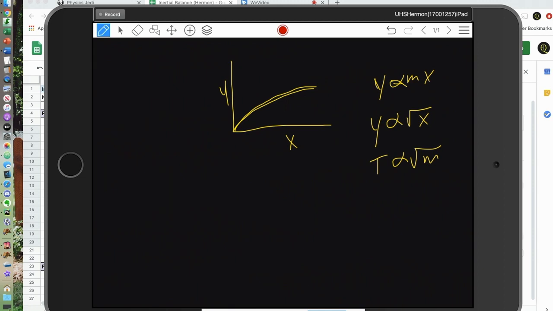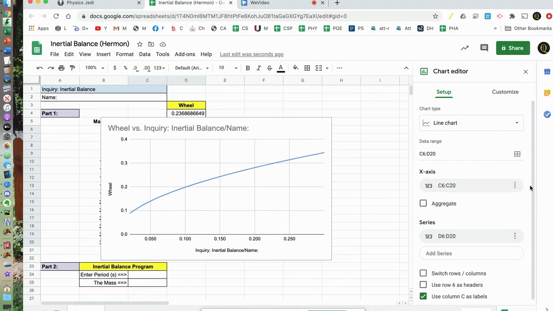Now, another way I could write this is, because we don't like radicals sometimes, I could square both sides, and it looks like this graph is saying that period squared is proportional to mass. That's what it looks like. And so we want to prove that that's actually the relationship. Okay, so we'll go back here.